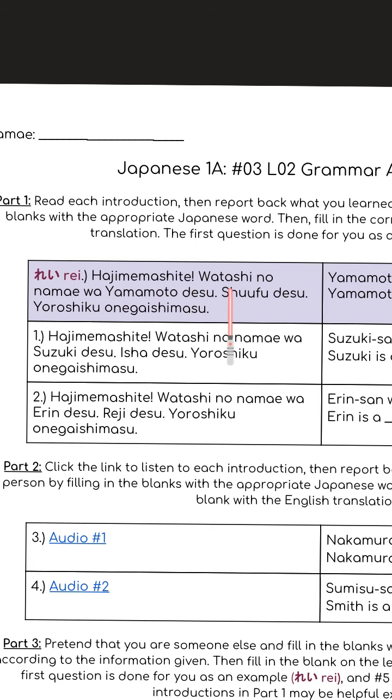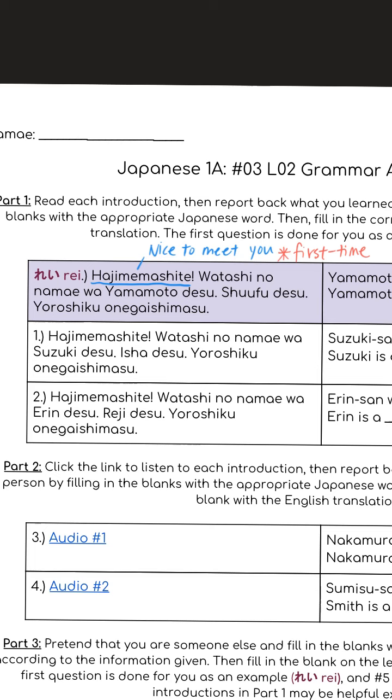Hajimemashite. Watashi no namae wa Yamamoto desu. Shufu desu. Yoroshiku onegai shimasu. Alrighty. So, we start off with the phrase hajimemashite. And this means nice to meet you. So something important about hajimemashite is it's only used for when you're meeting someone for the first time. So someone new you just met, you're going to say hajimemashite.